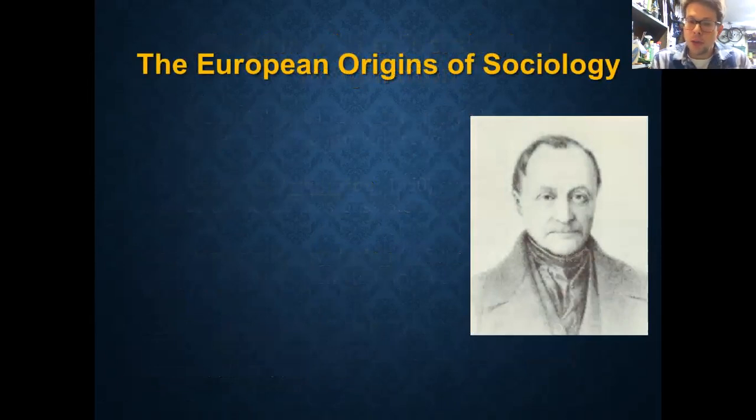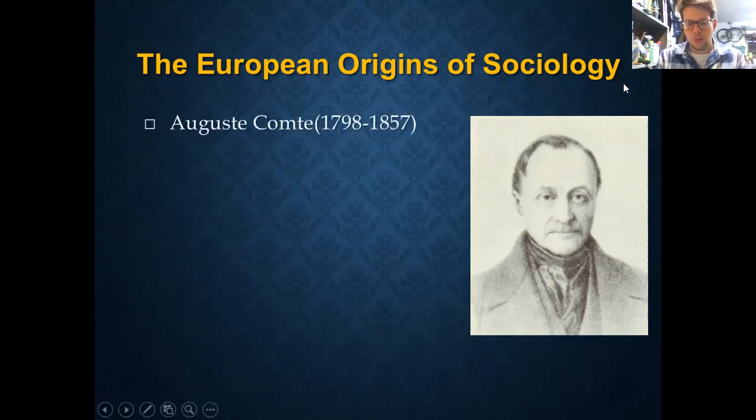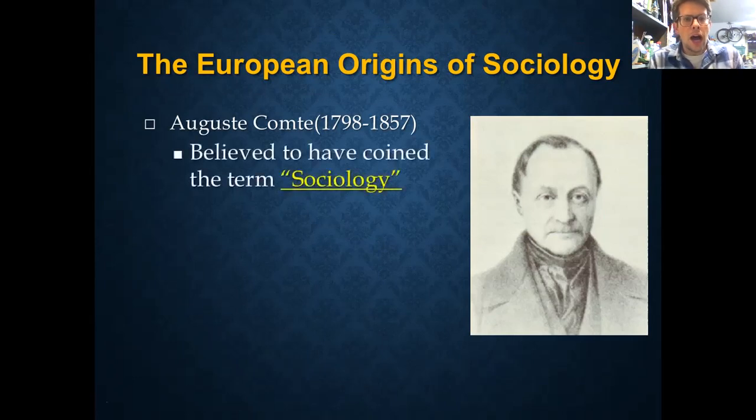Okay, so now sociology, much like some of those revolutions that we just saw, really has its origins in Europe. And it's not necessarily because Europe is better or America is worse. It's just that these things happened a long time ago, and the European culture was a little bit more established at that time. So we have Comte right here, Auguste Comte. He is believed to have coined the term sociology.